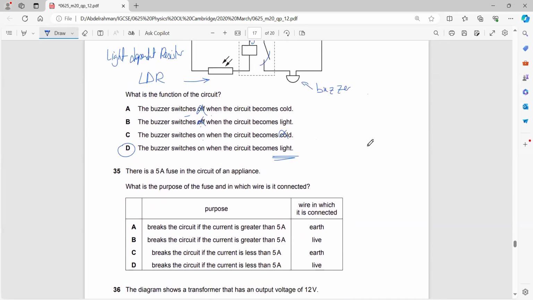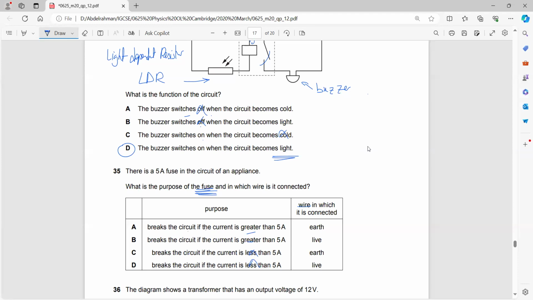Okay. We have a 5 ampere fuse. What is the purpose of the fuse? For the 100th time, what do we do with it? What is the purpose of a fuse? What does a fuse do? It breaks the circuit if the current is greater.